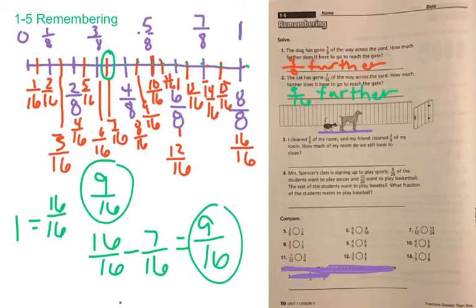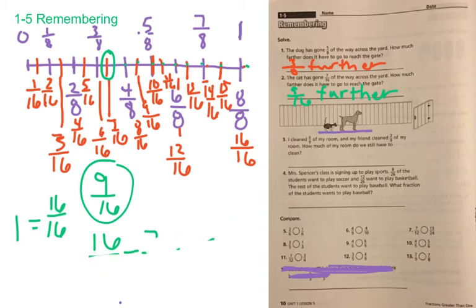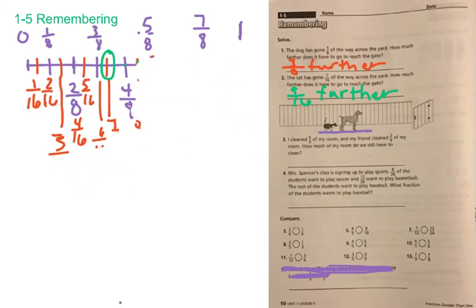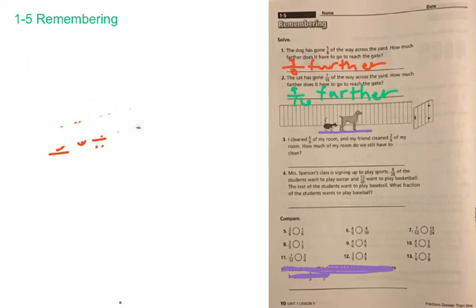Number 3 reads, I cleaned 6/9 of my room, and my friend cleaned 2/9 of my room. How much of my room do we still have to clean? Well, this is a multi-step problem, so I'm going to give you a hint. You're going to have to figure out how much of the room was cleaned by the two of them combined, and then you're going to have to go back and subtract that from one whole. So you have a common denominator to work with, so you should be pretty good, but remember there's 2 steps there.